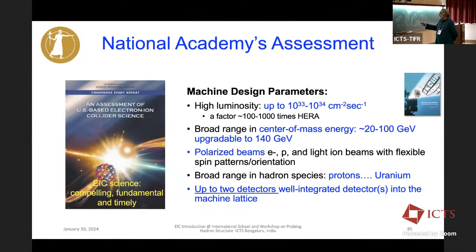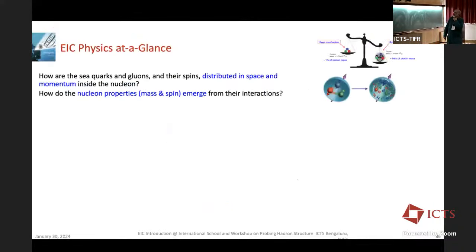We want polarized beams. We need a large number of nuclei and up to 2 detectors. And that was blessed by this august committee, which is an external committee, not just us who want to make that experiment, but an external committee that said this should be built with these parameters, which were defined in the science case, the white paper we call it, for the electron-ion collider.